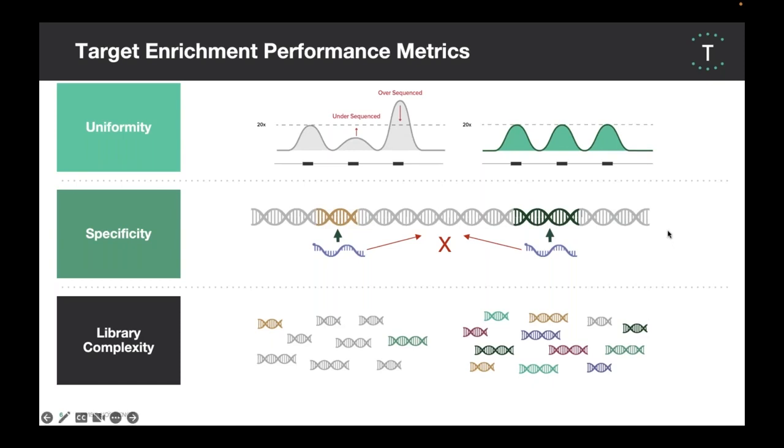Specificity is about how much of the probe in your capture can target your region specifically. And library complexity is something that you want to maintain as high as possible, just because normally in the bioinformatics pipeline, the first thing they kick out of your data is the duplicates. So you want to make sure that you maintain the highest library complexity possible.